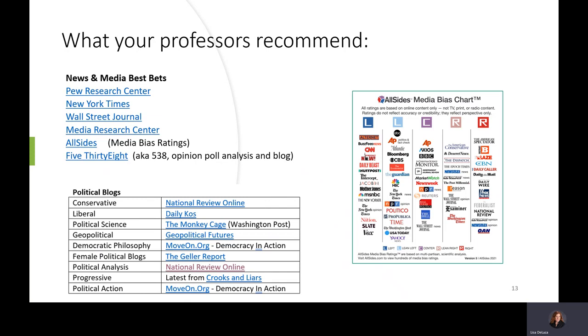538 is fantastic, as well as AllSides. And AllSides produces this media bias chart, which should also be very helpful, on the right side of the screen. At the bottom of the slide is a list of political blogs, and based on perspective, this table will give you an accurate list if you're looking for something conservative, liberal, or in between.